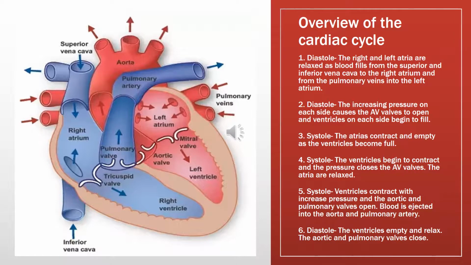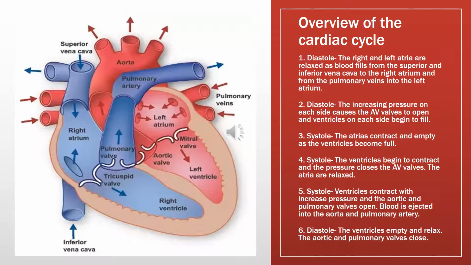But remember, this is all occurring simultaneously, and that is the cardiac cycle. So diastole is when the right and the left atria are relaxed as blood fills from the superior and inferior vena cava to the right atrium and from the pulmonary veins into the left atrium. So this is basically the resting phase of the heart.